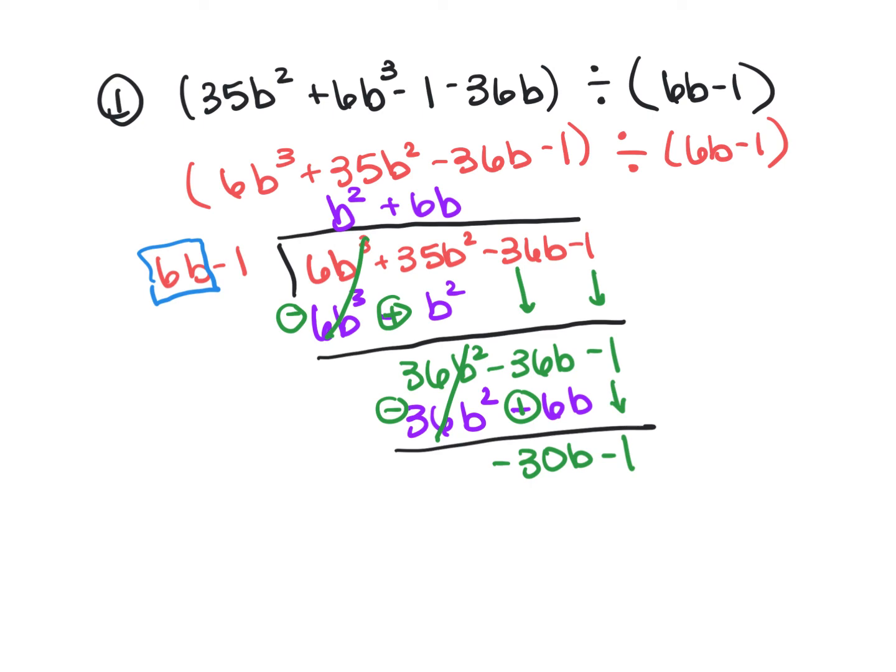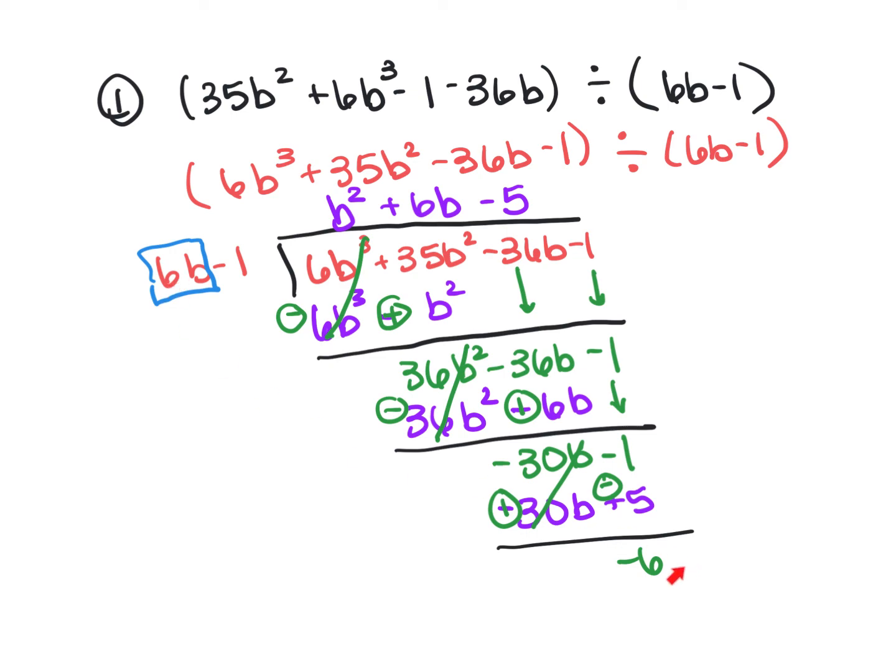Last part, how many times will this 6b go into negative 30b? Or what times 6b is equal to negative 30b? That'll be a negative 5. Multiply again, negative 5 times 6b. That'll be a negative 30b. And then negative 5 times negative 1, that'll be a positive 5. And so again, we'll go ahead and subtract, so we'll flip our sign. So this becomes a positive, this becomes a negative. So you have these canceling. Minus 1, minus 5 is a negative 6.